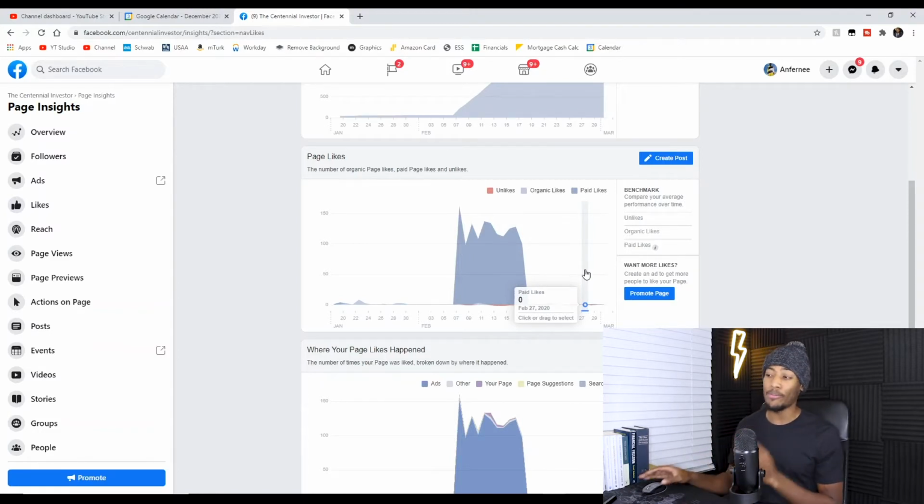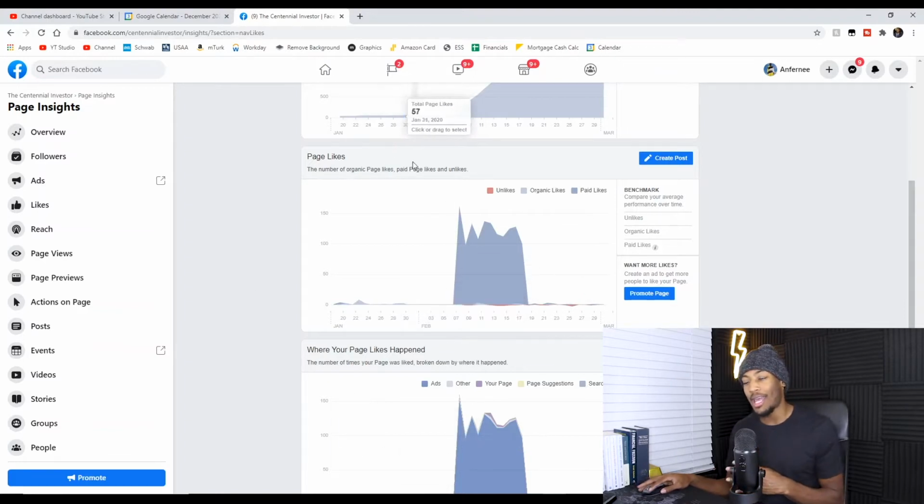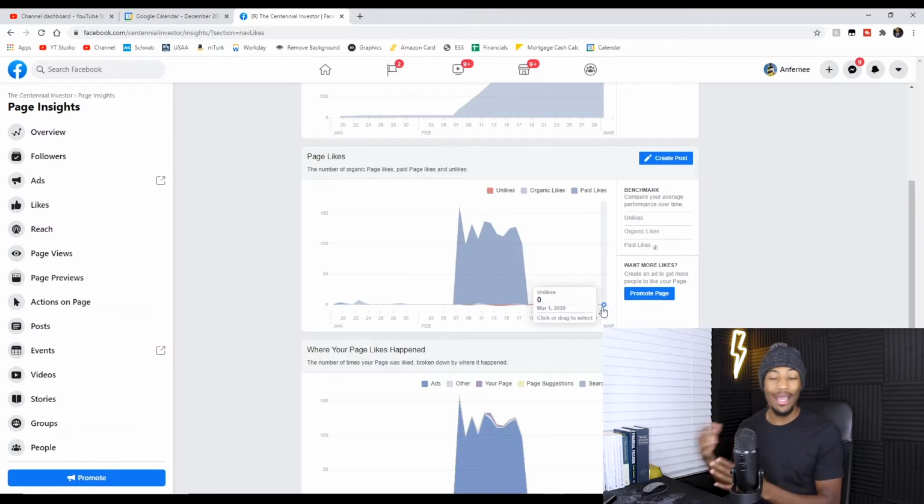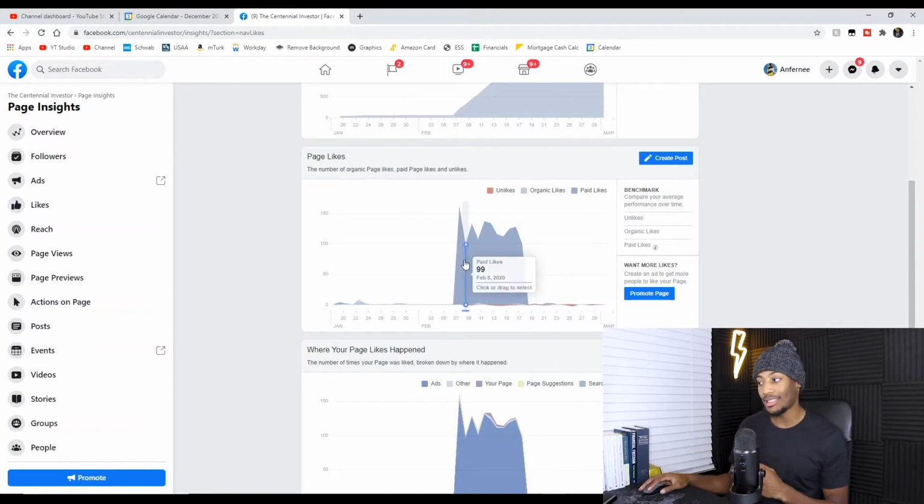As I said, the page is pretty much brand new, so that is to be expected before the ads are run. But you would think that after the ads are run and you get a huge amount of likes, that you would then start to see some likes coming in organically. But as far as likes, this entire blue-green color here shows exactly how many likes we got per day.